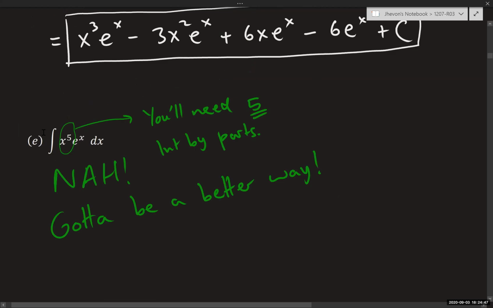Now, if you look at x to the 5th e to the x, you'd realize that you'd need to do integration by parts 5 times to do this, because you do it once, you're going to get an x to the 4th. Do it another time, you get an x cubed. Do it another time, you get an x squared. Do it another time, you get an x. Then do it another time, the x is going to disappear.